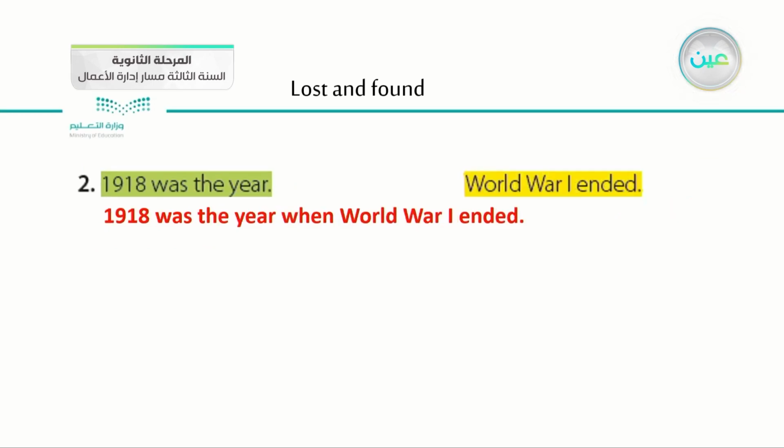Let's go over the second one. 1918 was the year the First World War ended. Of course, here we have: 1918 was the year when the First World War ended. As you see here, we used when to link the first part with, and to modify this date, which is 1918.